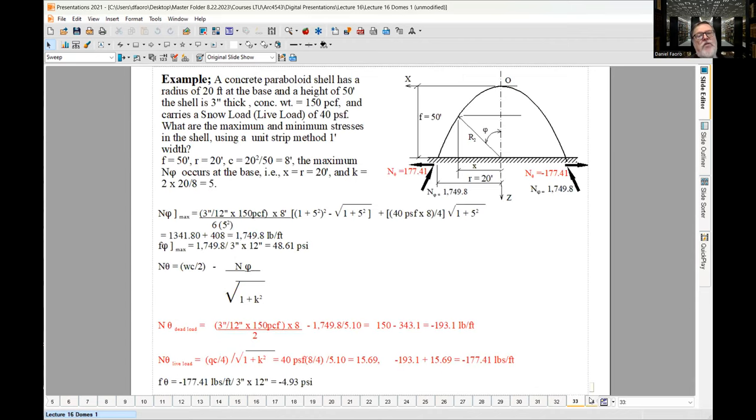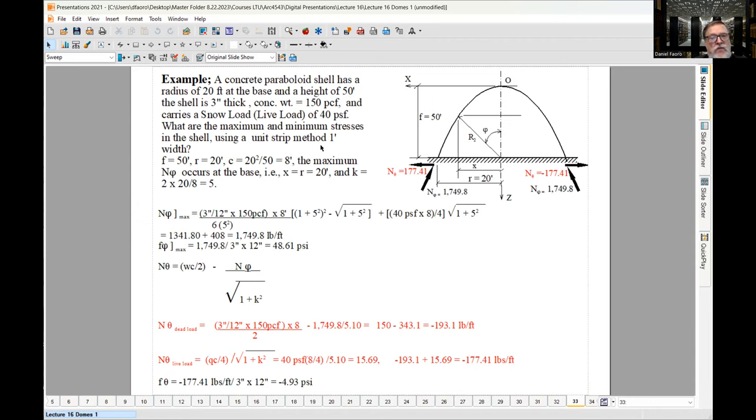And here's a concrete paraboloid shell. It has a radius of 20 feet at the base. The height is 50 feet. The shell is 3 inches thick. Concrete weighs 150 pounds per cubic foot. There's a snow live load of 40 PSF. We want the maximum and minimum stresses of the shell.